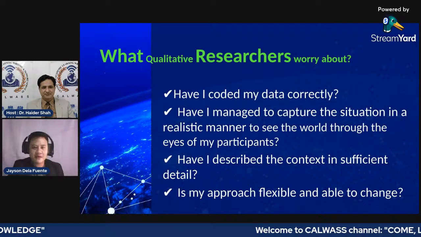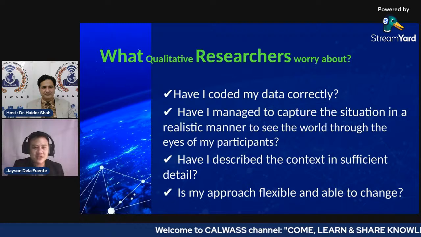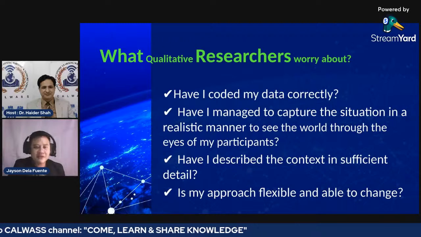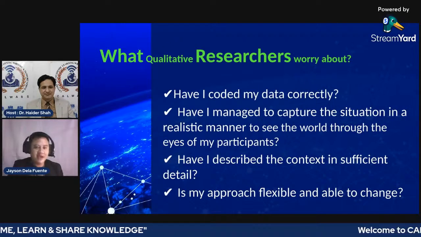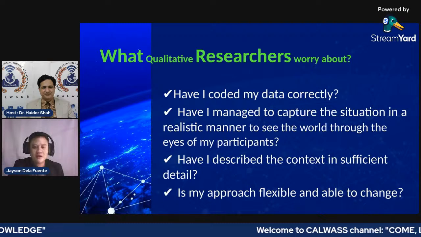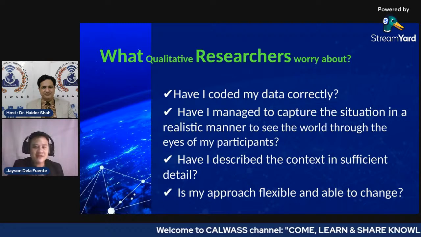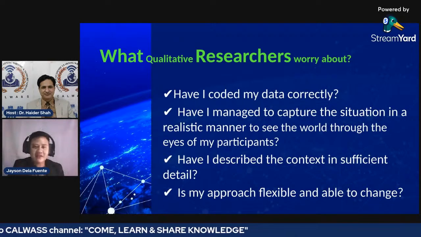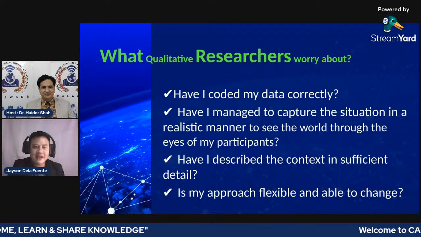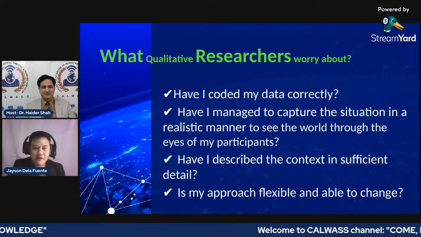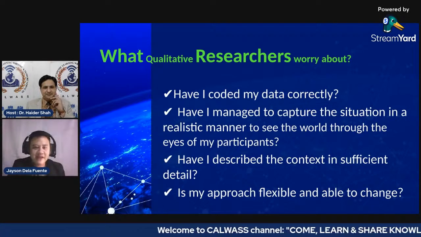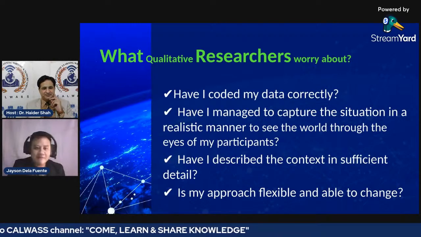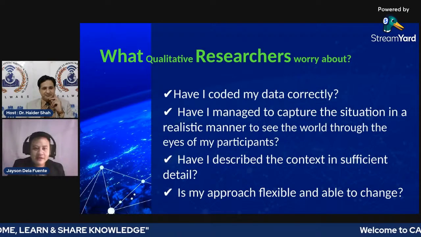And in order for you to capture such, you are going to immerse yourselves in the data that you have gathered during the interview. It might be one-on-one or focus group. Have I described the context in sufficient detail? You must have what we call saturation of your data in order to come up with a very good analysis of your results. So good findings and good themes are actually taken from good analysis of the data at hand.